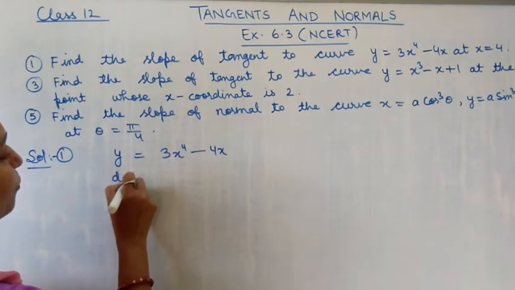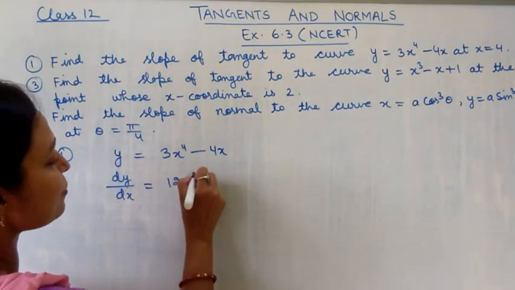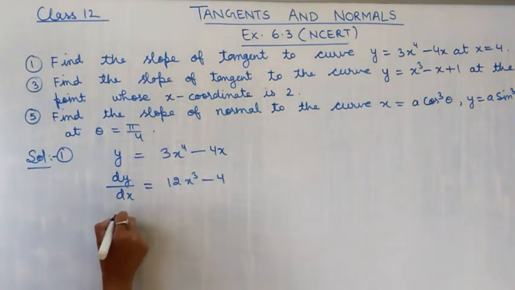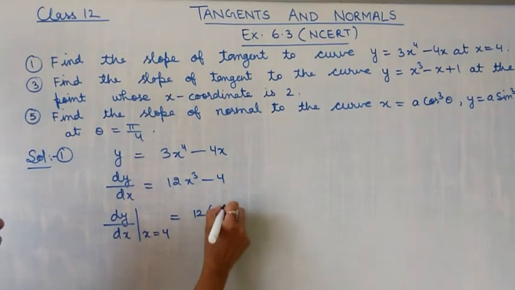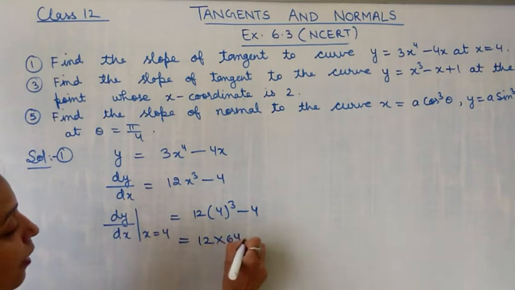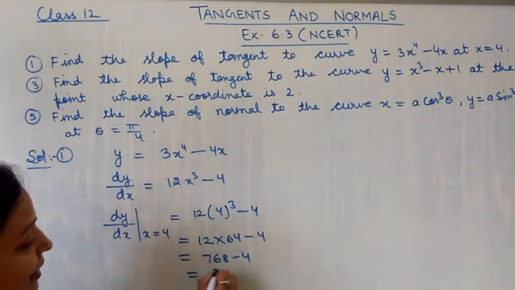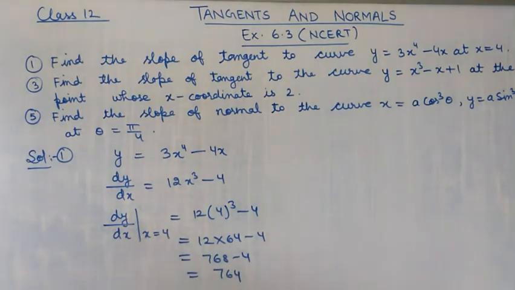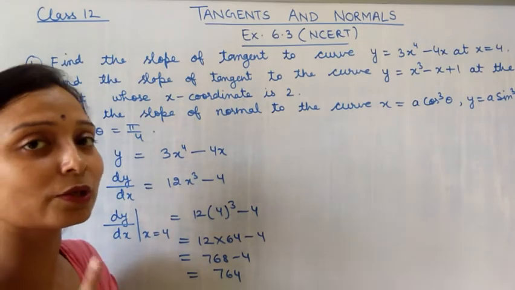So you have to do the derivative first of all. When you do, this is 12x raised to power 3 minus 4. Now put the value in dy upon dx. X is given as 4. So I will write 12 into 4 cube minus 4. That is 12 into 64 minus 4. That is 768 minus 4. That is 764. So this is the very simple way. The weightage of this type of question is only 1 mark.